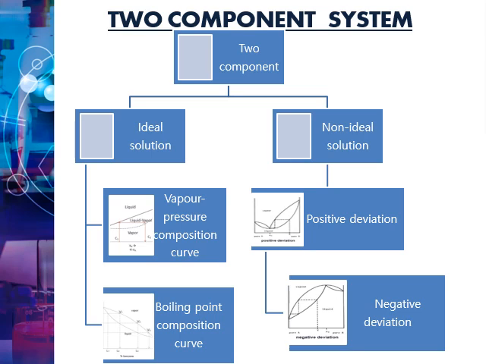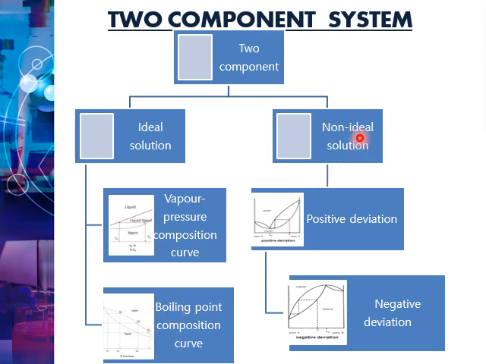Okay, now we're going to continue on two component system. Two component system can be divided into ideal solution and non-ideal solution. In ideal solution, we have two types of graph: one is the vapor pressure composition curve, and the other is the boiling point composition curve. This is a sneak peek of the curve. Later on, when we reach that part, you can redraw this one for a clearer figure.